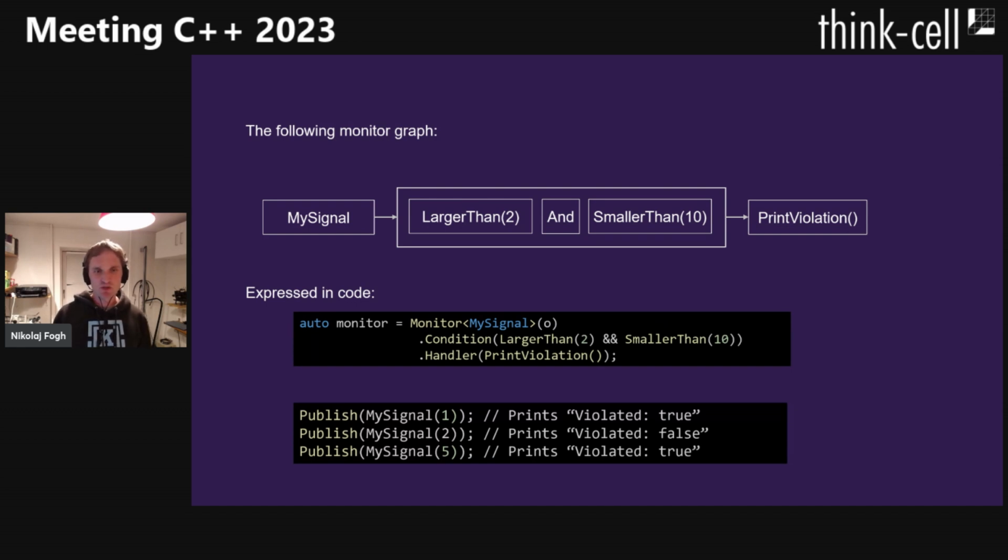And then let's say somewhere else in our system, we publish my signal with the value of 1. Then the monitor should print out violated true. If we publish my signal with 2, it should print out violated false, and so forth. So that is what we want.